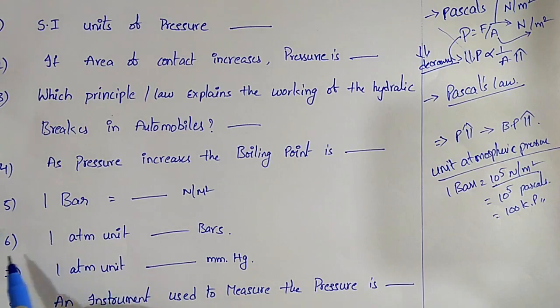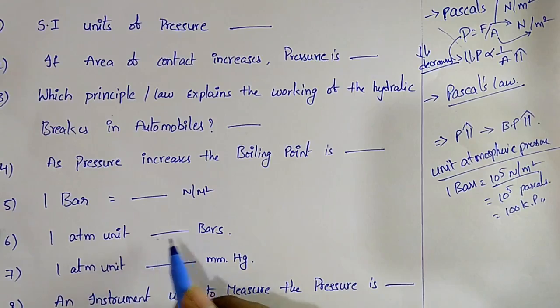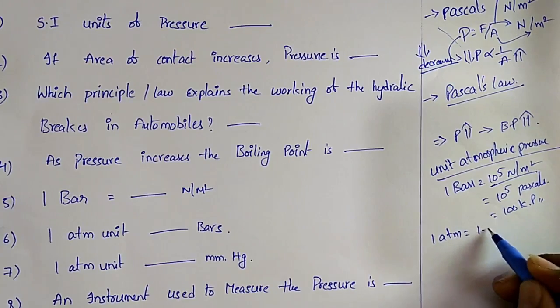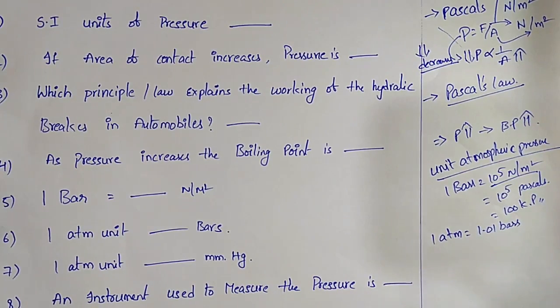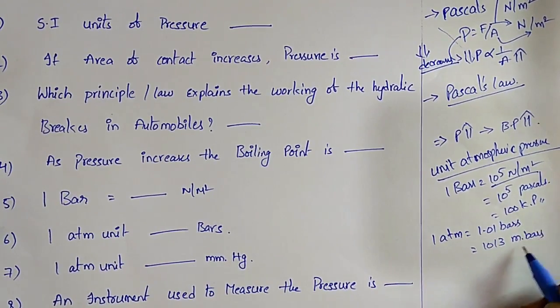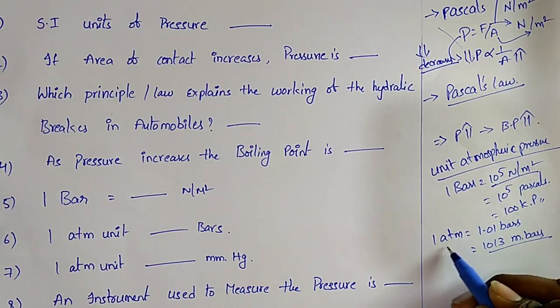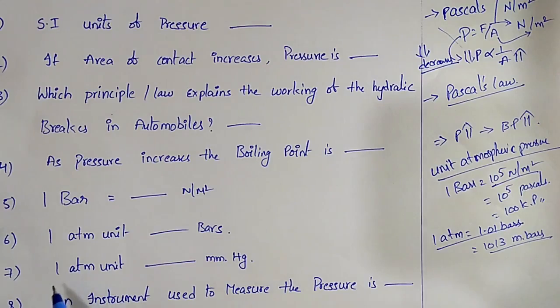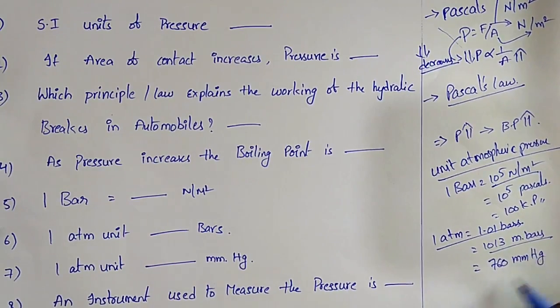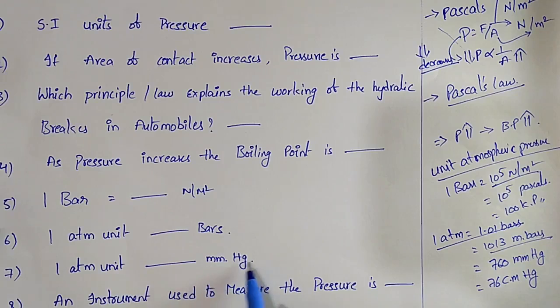And next one, 1 ATM unit is dash bars. Here 1 ATM is equal to 1.01 bars or 1013 millibars. And 1 ATM is equal to dash mmHg. 1 ATM is equal to 760 mmHg or 76 centimeter Hg. Here he has given it in mm, that means 760 mmHg.